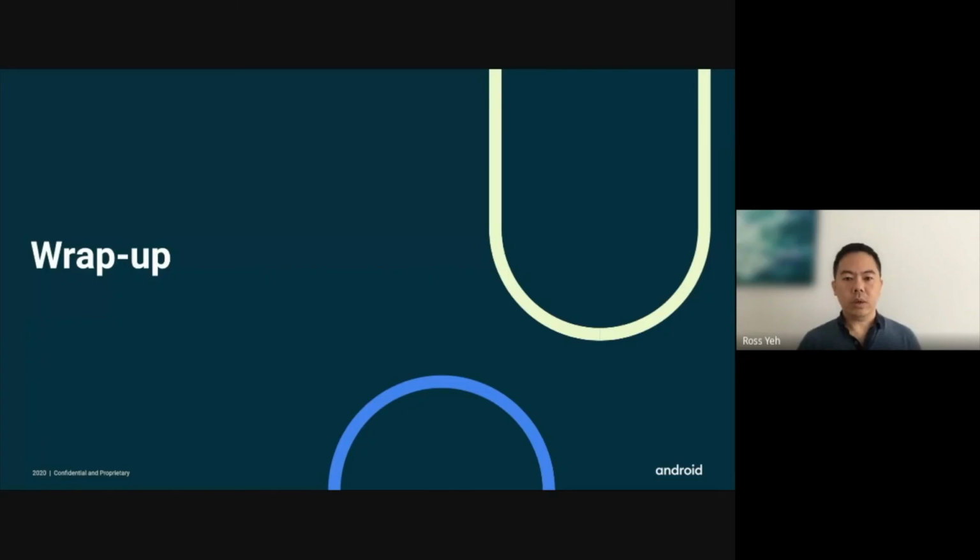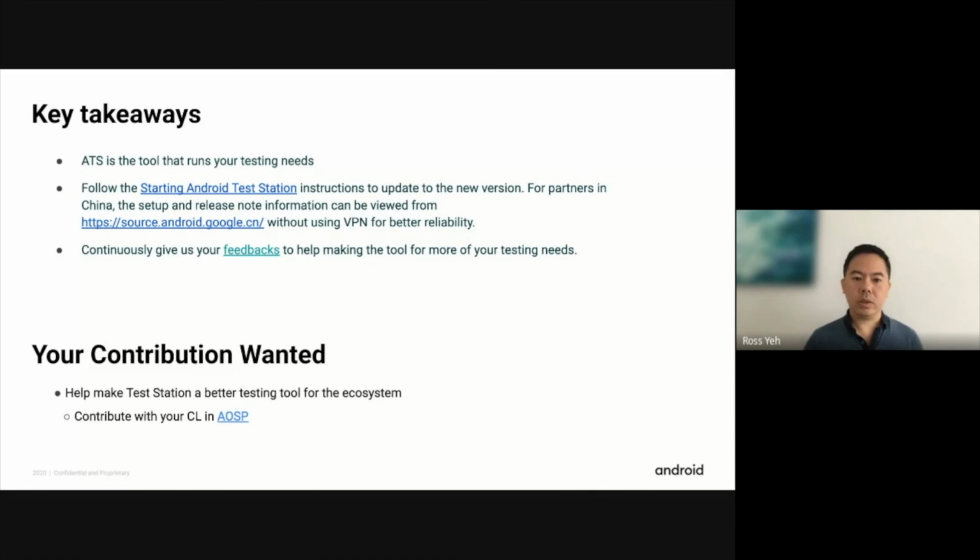So you have seen all the changes and the upcoming improvements that we plan to bring to you, along with the trainings in this session. As a wrap up, let's look at some of the key takeaways. ATS is the tool that runs your testing needs. It should be here to provide you a simpler testing workflow and test execution. We have more information on source.android.com. Please follow the instructions to update to the newest version. For partners who are in China, please visit source.android.google.cn for better reliability and access.